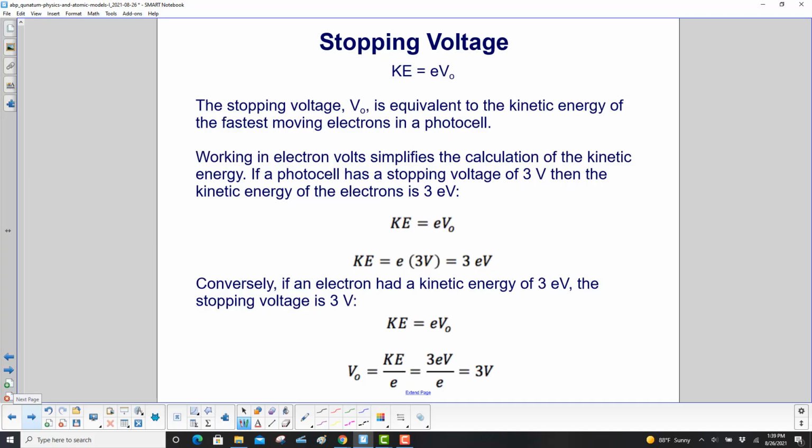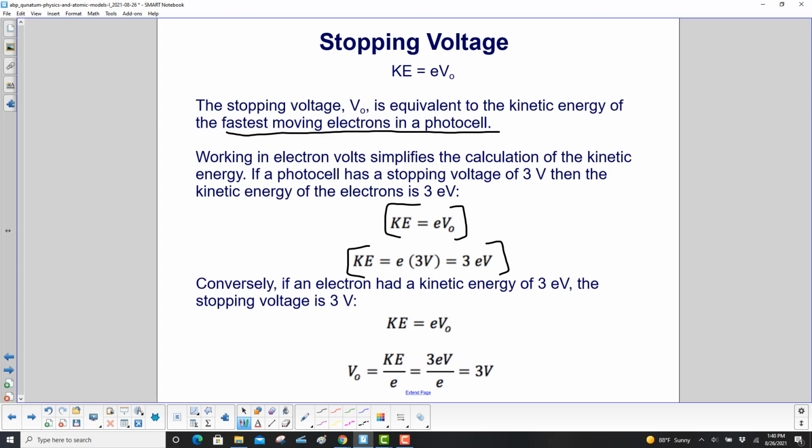The stopping voltage V0 is equivalent to the kinetic energy of the fastest moving electrons in a photocell. Working in electron volts simplifies the calculation of the kinetic energy. If a photocell has a stopping voltage of 3 volts, then the kinetic energy of the electrons is 3 electron volts. Right? Ke is eV0, so our kinetic energy is e times 3 volts, or 3 electron volts.